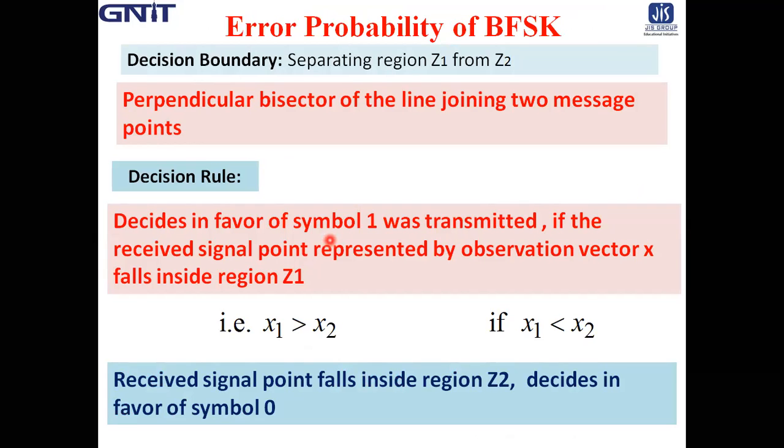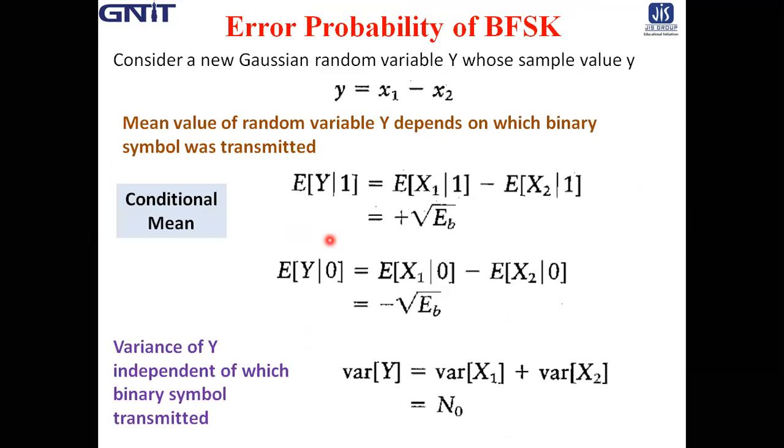That are already discussed. So consider a new Gaussian random variable y, which is y equal to x1 minus x2. The mean value of the random variable y depends on which binary symbol was transmitted.